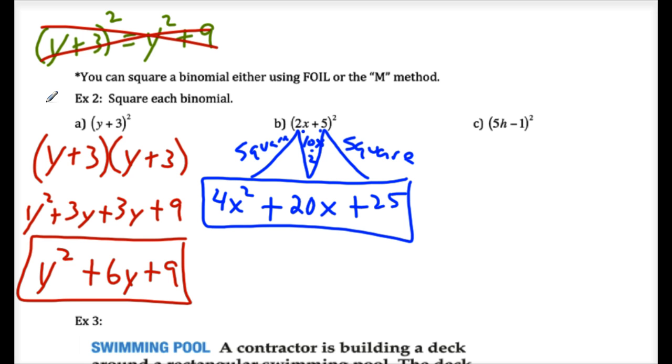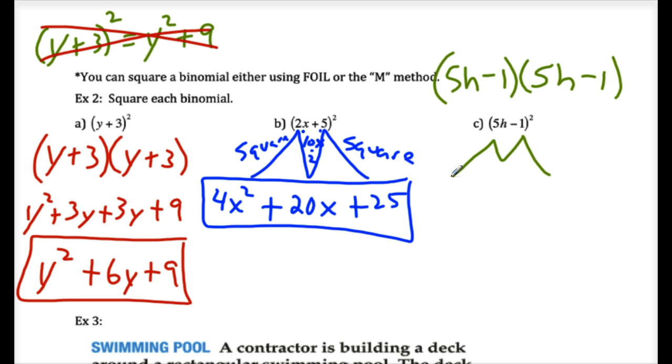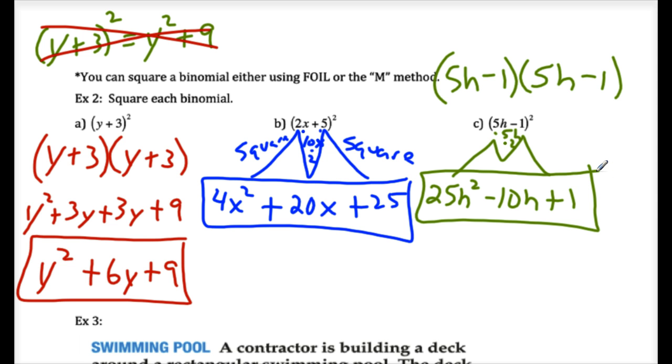All right. Do FOIL or do the M method. Go on the last one. If you're gonna do FOIL, write it out twice, please. If you're gonna use the M method, you're gonna go 25h squared, negative 5h times 2, minus 10h, plus 1. I love the M method. Which one do you use?